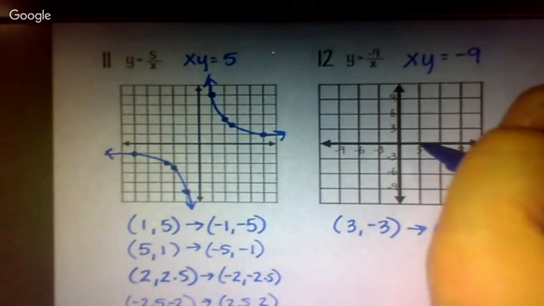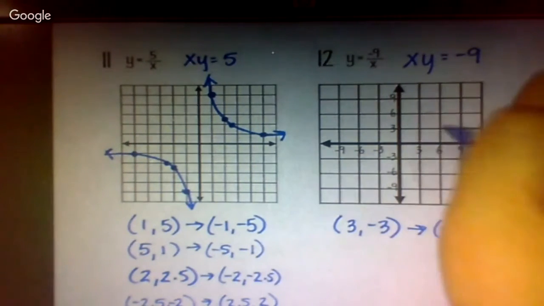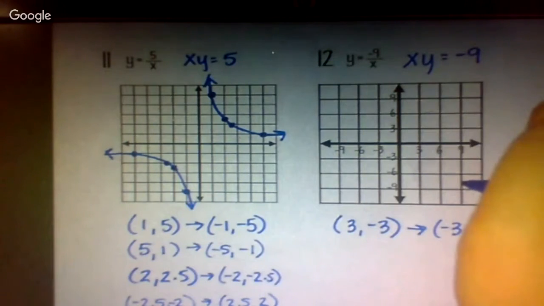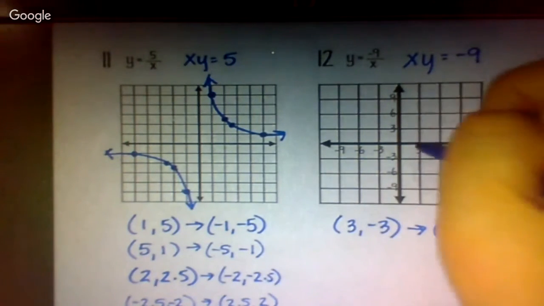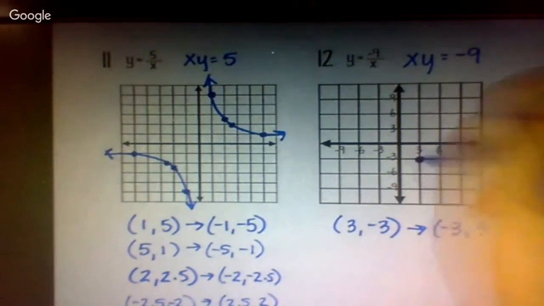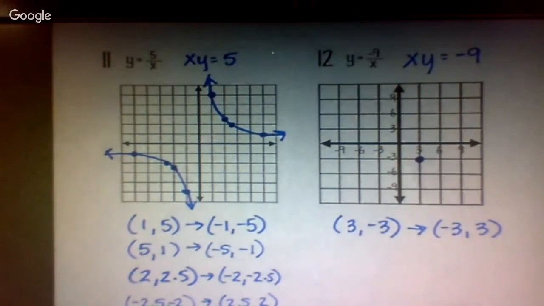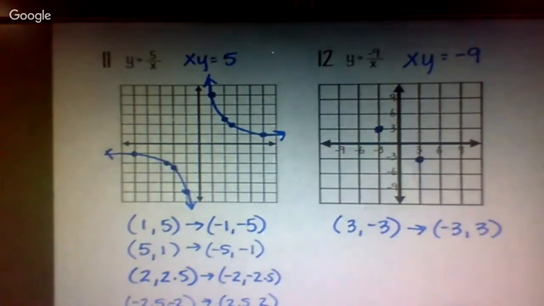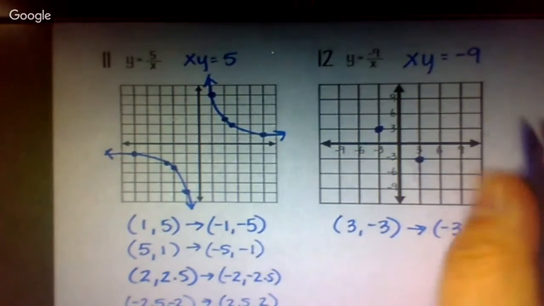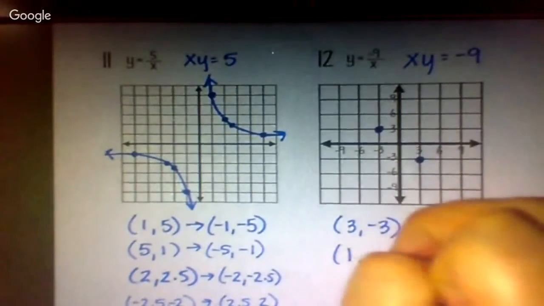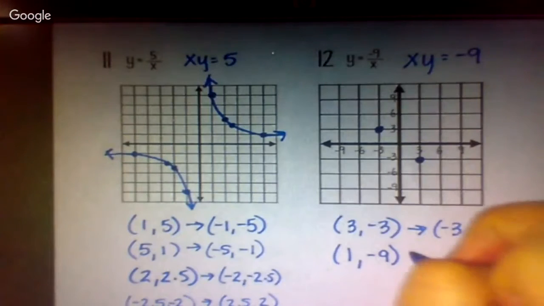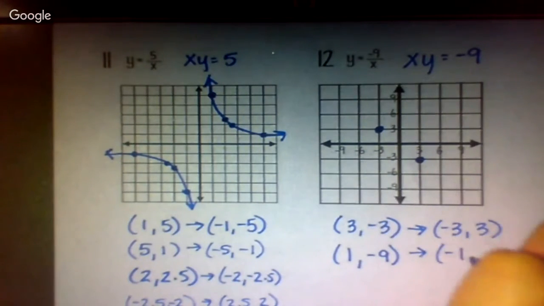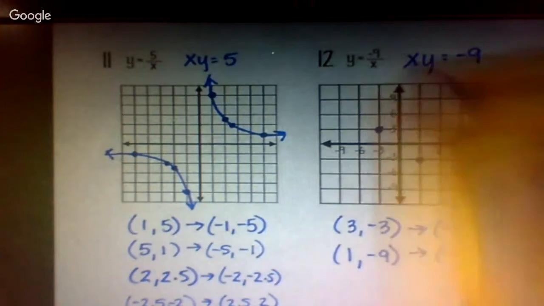Notice my scale is by 3s here. So they didn't have to make the graph so big. So 3 times -3 is actually right here. Watch your scale. And -3 times +3 is right here. What else can I do? What other two numbers multiply together to give me 9? 1 and 9. Again, I need to make one of them negative. So 1 times -9 or -1 times +9.